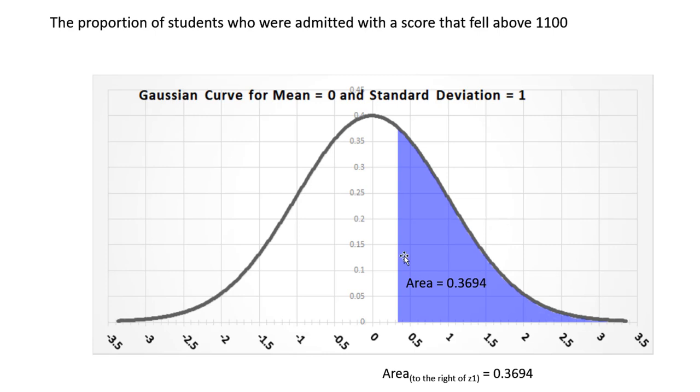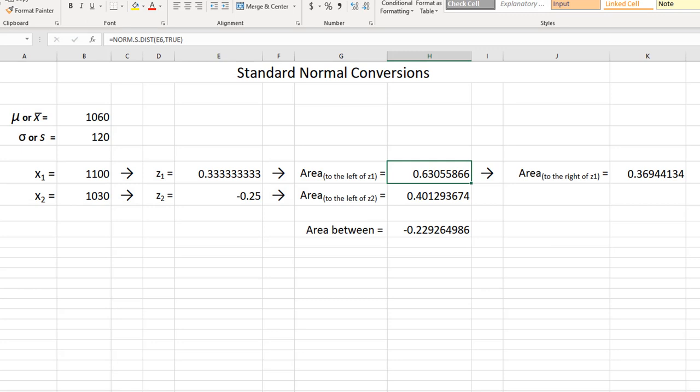So let's go back to the spreadsheet, and I'll just show you how to do that on the spreadsheet. On the spreadsheet, we simply do this. We only had one x value, that was 1100. That corresponded to a z-value of positive 0.3333, repeating, which corresponded to an area to the left of 0.6306.